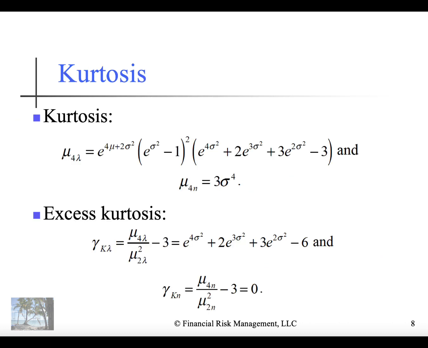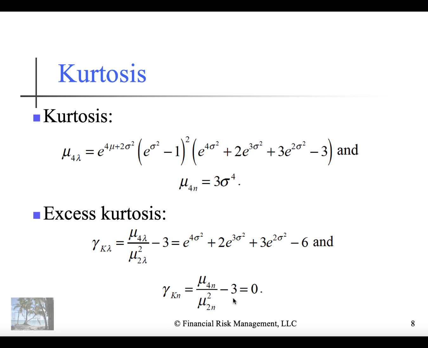Kurtosis measures the peakedness of the distribution, or what's known in finance as fat tails. And again, these are rather complicated formulas. Often kurtosis is measured as excess over 3. And so that's because the kurtosis of the normal distribution is 3 times sigma to the 4th.